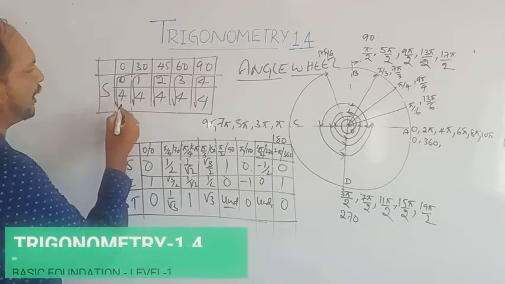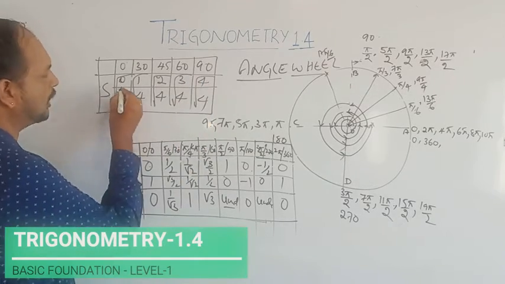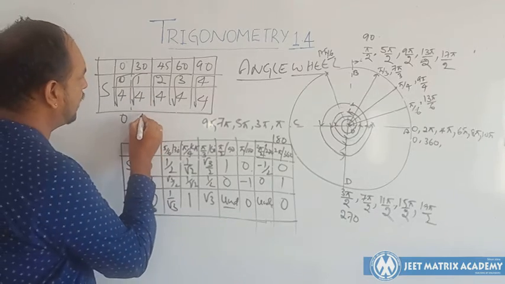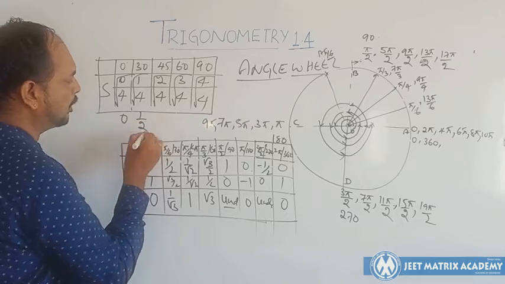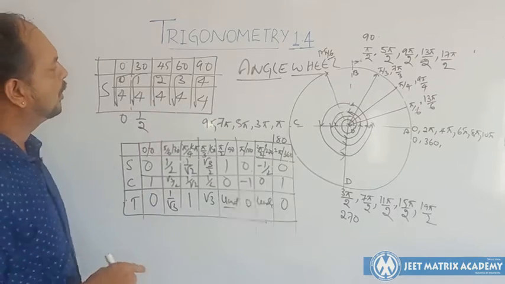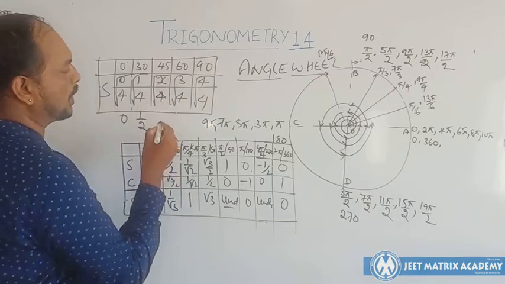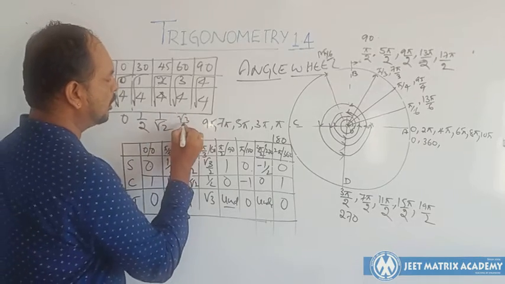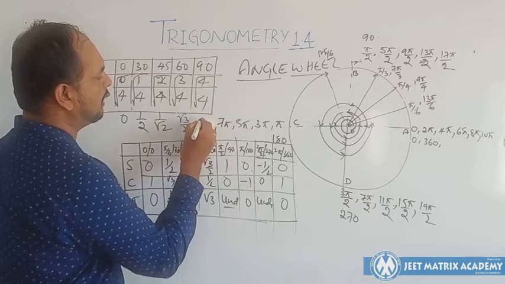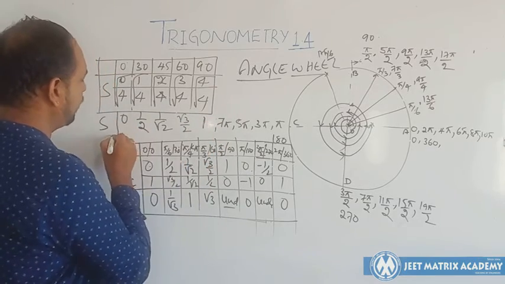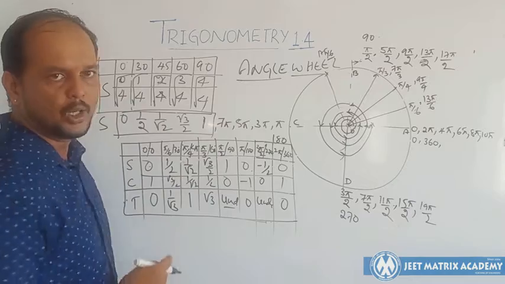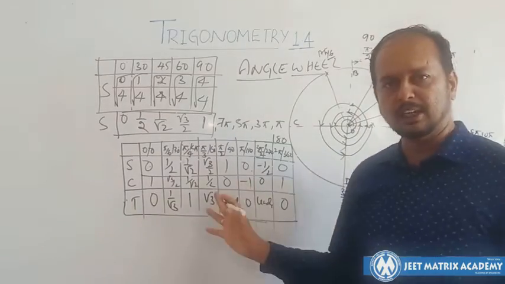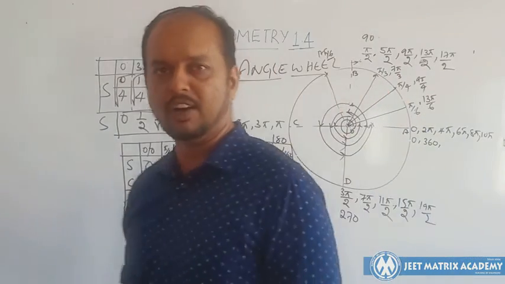What happens? 0 by 4, it will be 0. Square root of 1 by 4 will be equal to 1 by 2, agree? Square root of 2 by 4 is 1 by root 2. This will be root 3 by 2 and this will be 1. So you got your sine values for 0 to 90. Once you have the 0 to 90 values, done. The rest of the values you can somehow get back.